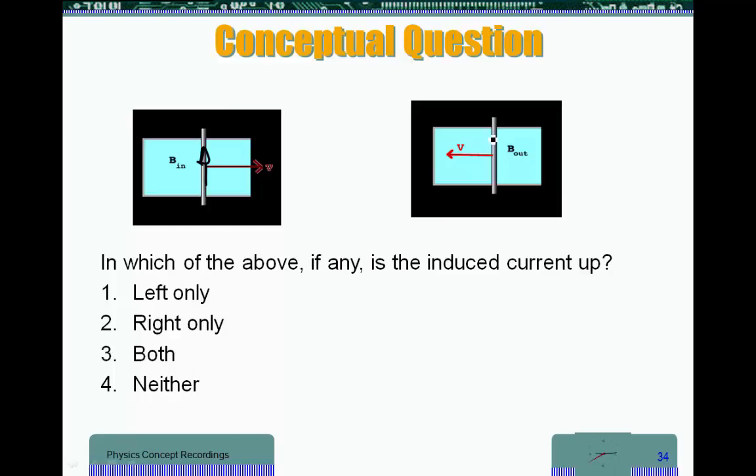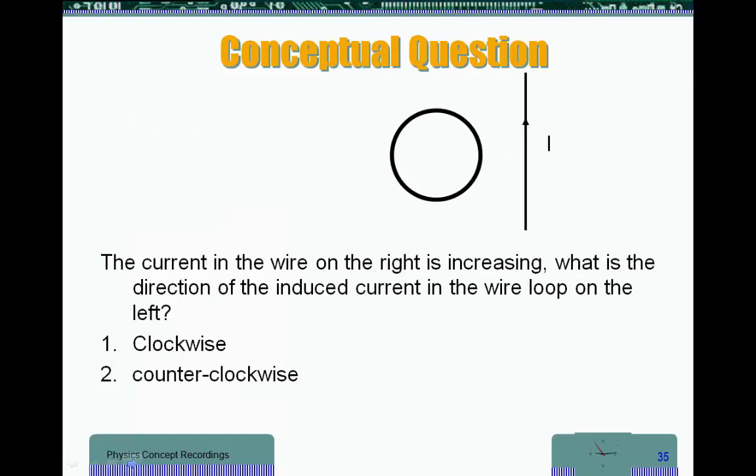So again, the force on positive charges is up. So in both cases, we have a current in the upward direction. Okay, let's consider these other questions.